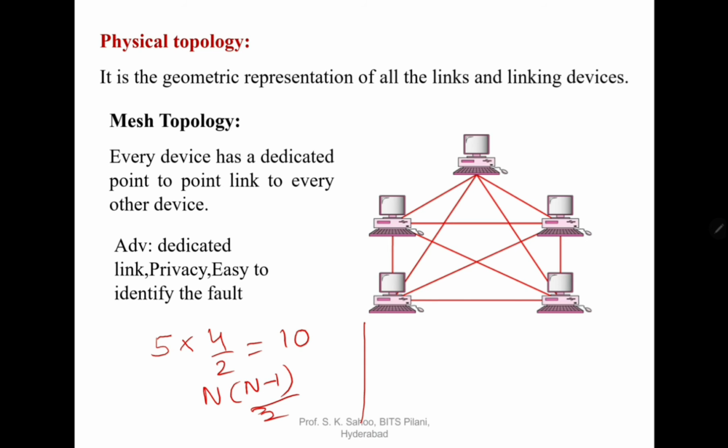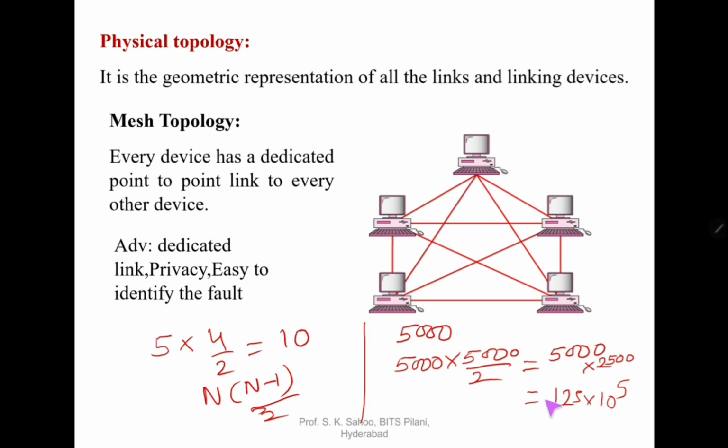Now let us consider a university. There are 5,000 students, students and faculty all included. So for 5,000 people, what will be the number of links required? 5,000 into 5,000 minus 1, let us say approximately 5,000 into 5,000 by 2, which comes to 125 into 10 to the power 5. This many links are required. If we had this many links in a campus, I think we would not have any space to work.